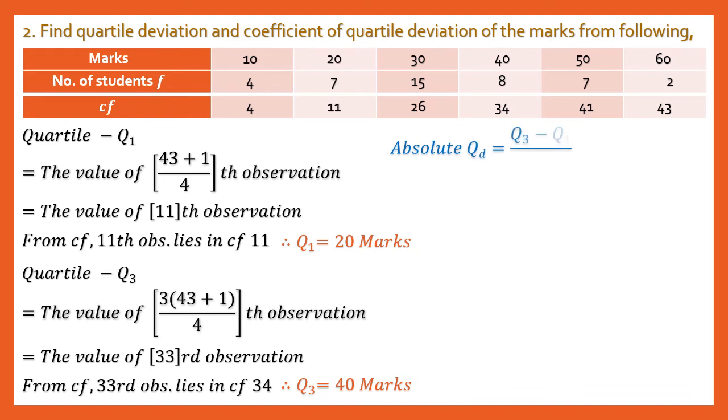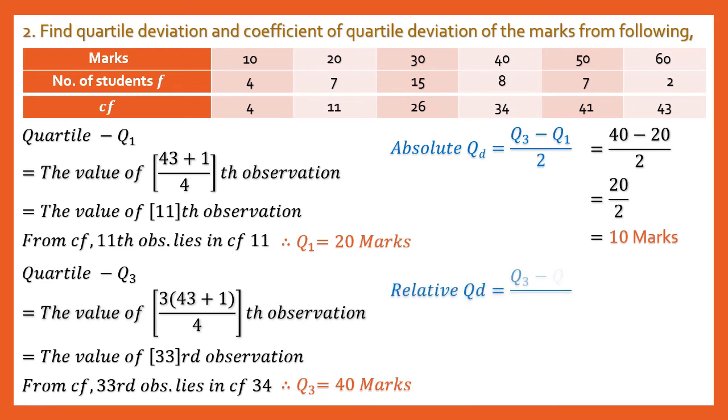Now I start with my absolute QD, that is quartile deviation, Q3 minus Q1 upon 2, that would be 40 minus 20 upon 2, that is 20 upon 2, 10 marks. Because this is a quartile deviation, I have to put the unit of measurement, that is marks, in the answer. Next, relative quartile deviation, that is Q3 minus Q1 upon Q3 plus Q1. That is 40 minus 20 upon 40 plus 20, that is 20 upon 60, that is 0.33. In 0.33, I don't need to put any unit of measurement because this is the coefficient of quartile deviation. So your quartile deviation would be 10 marks and coefficient of quartile deviation will be 0.33.